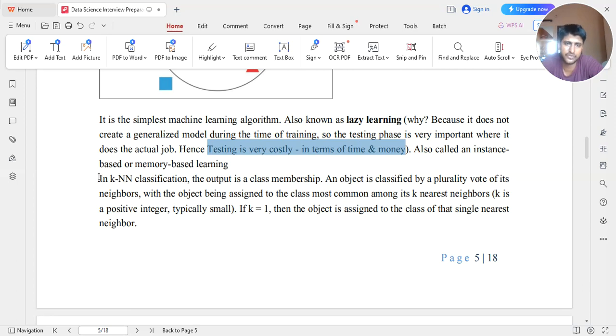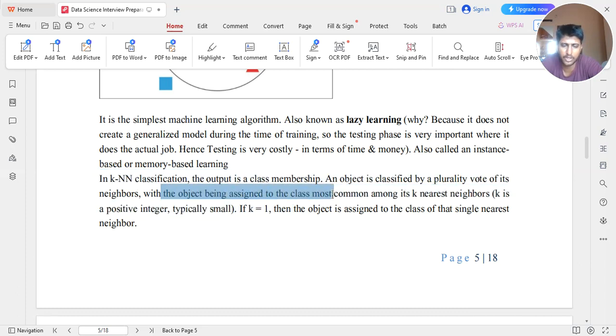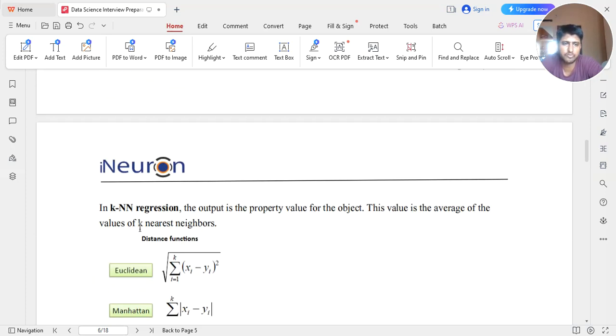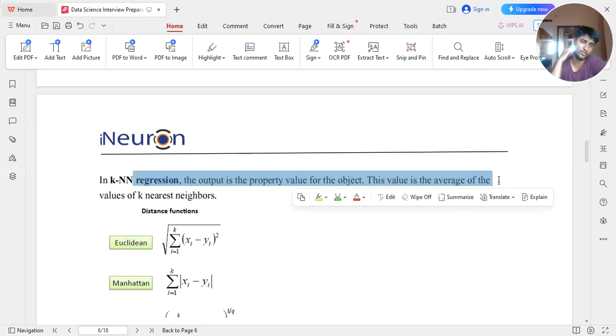In KNN classification, the output is a class membership. An object is classified by a plurality of votes of its neighbors, with the object being assigned to the class most common among its k nearest neighbors, where k is a positive integer, typically small. If k equals 1, then the object is assigned to the class of that single nearest neighbor. Next, in KNN regression the output is the property value, which is the average of the values of its k nearest neighbors.